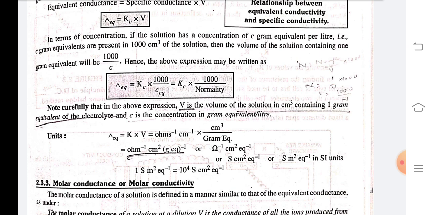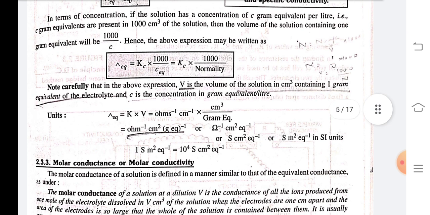Note carefully that in the above expression V is the volume of the solution in centimeter cubic containing 1 gram equivalent of the electrolyte and C is the concentration in gram equivalent. Units: lambda equivalent equals K into V equals ohm inverse centimeter inverse into centimeter cubic per gram equivalent. So it will be Siemens meter square per equivalent in SI units.